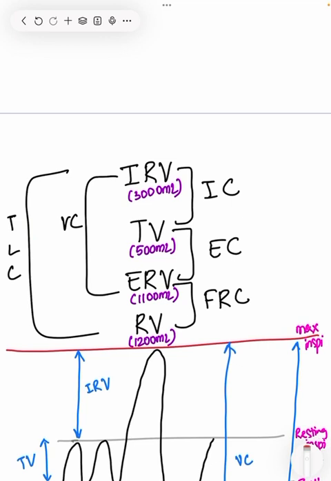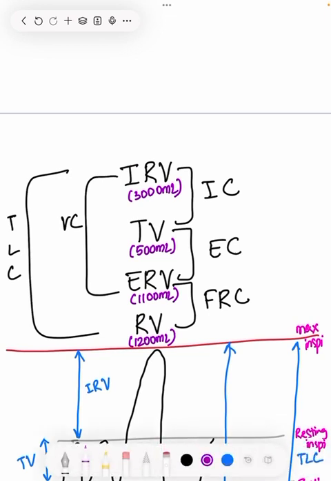And these values, you don't have to remember as measurements for each and every capacity and volume. If you remember these four, you can simply add them for the capacities. For example, if they ask you the value of inspiratory capacity, then you can simply say that it is tidal volume plus inspiratory reserve volume, which gives you 3500 ml. So simply you can say that inspiratory capacity is 3500 ml.